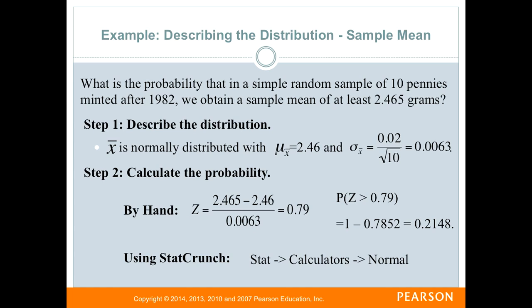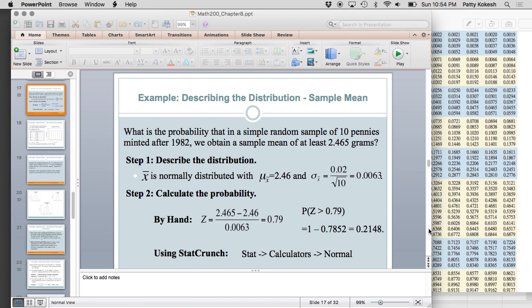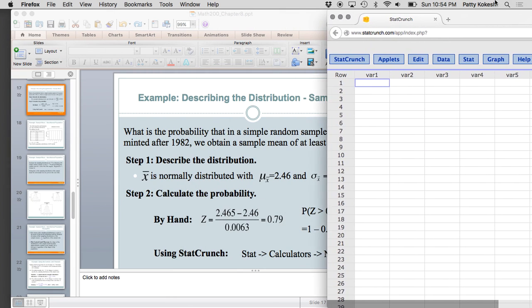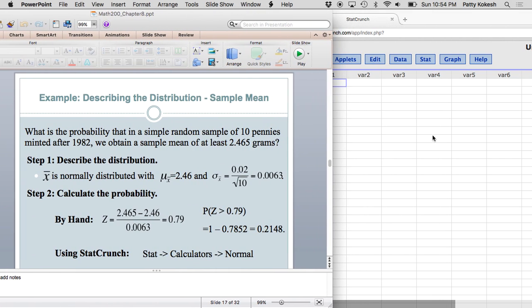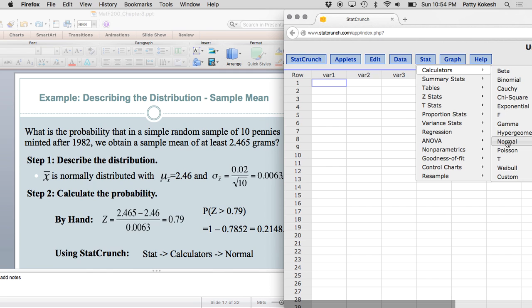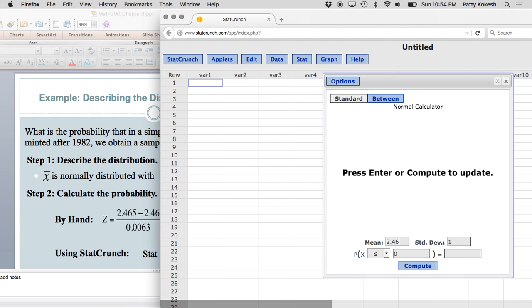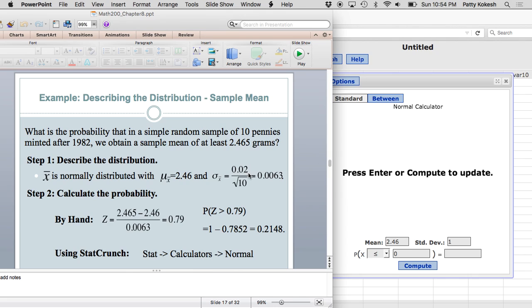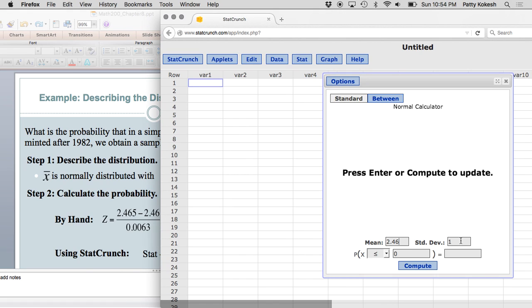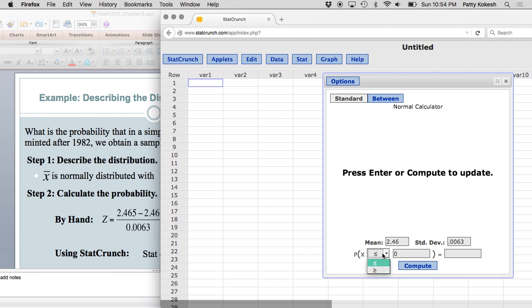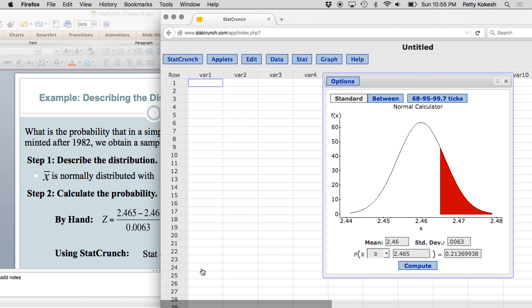Now, using StatCrunch, we can use our normal calculator. So let me minimize out of this again, and let me pop over to StatCrunch, which I have open here. And all I need to do, let me move this out of the way here, is go to Stat, Calculators, Normal. So it's nothing new. This is the same stuff from Chapter 7. All I do is I enter my mean of 2.46. And my standard deviation, instead of entering the original standard deviation, I enter my new standard deviation for my sample mean, which is 0.0063. And then I want the probability that we have at least 2.465. So I'm going to select greater than or equal to 2.465 and click compute, and it gives me 0.2137.